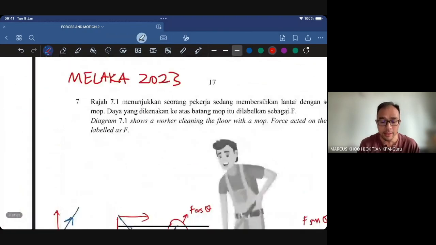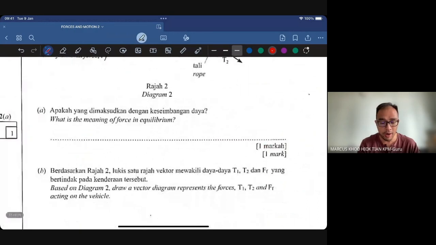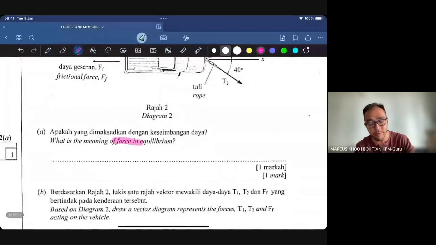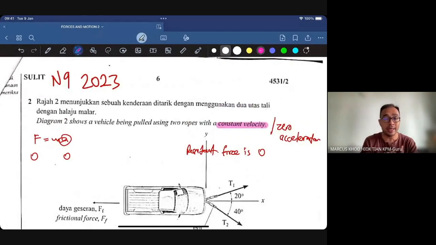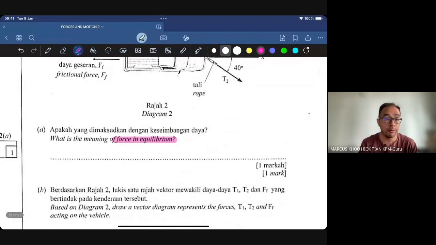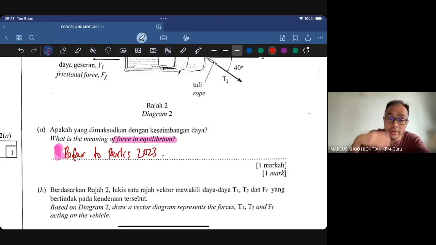So again, now we see this equation, but it is very subtly mentioned. Of course, the first question was force in equilibrium, but how do you know? It's because constant velocity means 0 acceleration, 0 acceleration means resultant force is 0, and resultant force is 0 means that the forces are in equilibrium. So I'm going to ask you to refer to the Perlis question because the answer is the same: force in equilibrium is where the resultant force is equal to 0, etc.